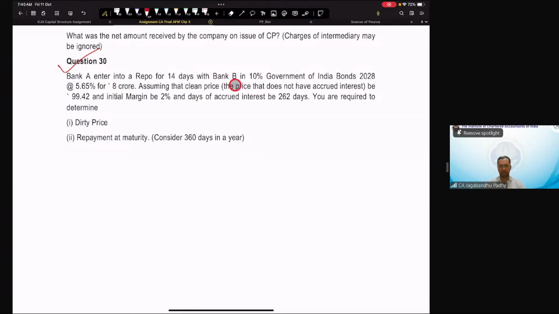Assume that the clean price, the price that does not have accrued interest, is 99.42. Initial margin will be 2%. And days of accrued interest is 262. You are required to determine the dirty price and repayment at maturity. Now this particular question asks us to first compute the dirty price. Dirty price is basically the clean price plus the interest that has accrued over it. So the current market price of the bond or the government security is 99.42, and on that there is some interest which is getting accrued.